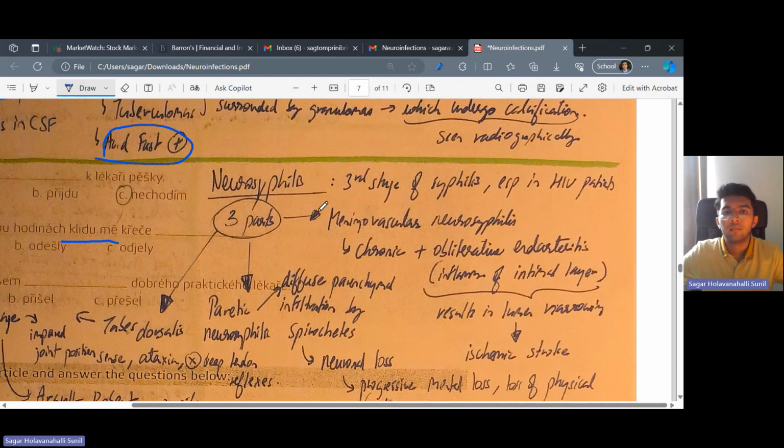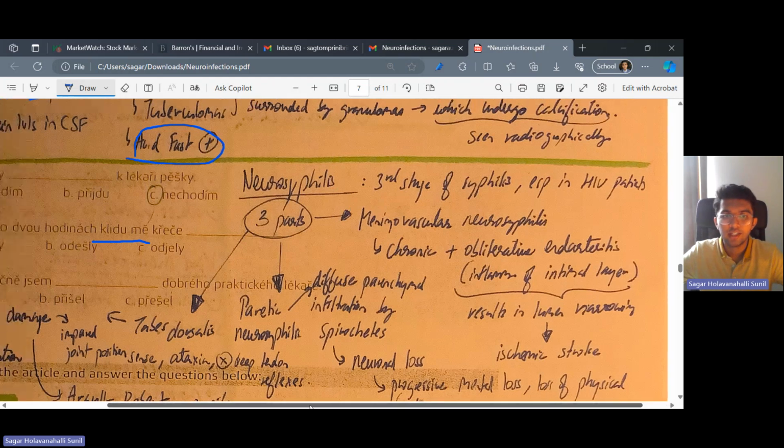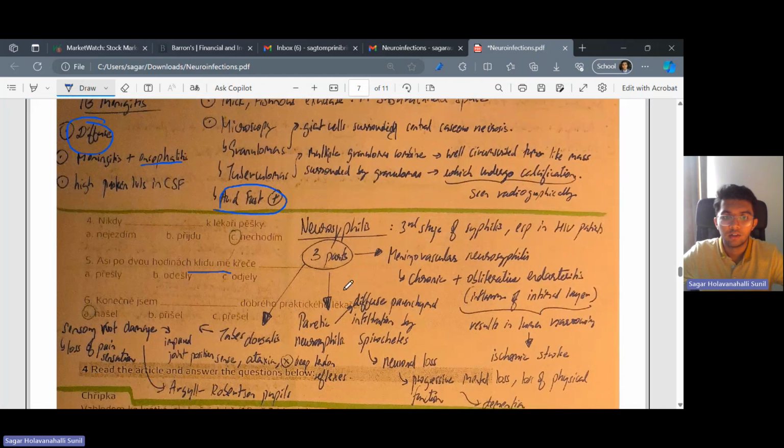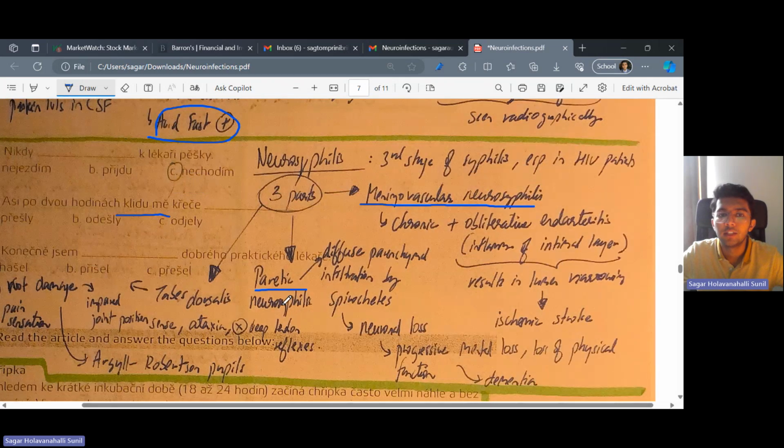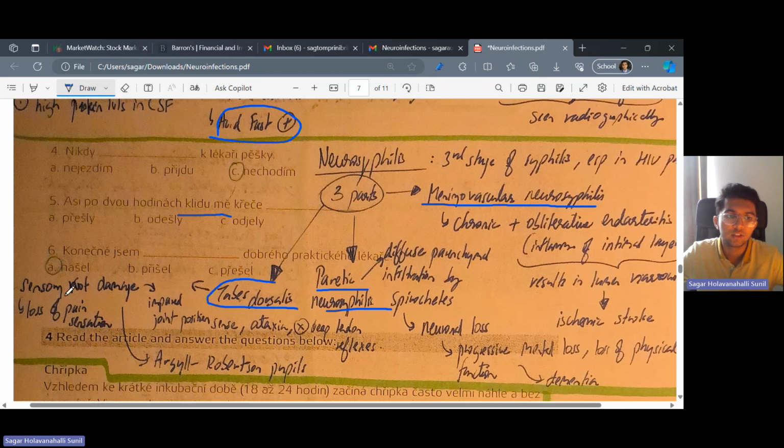Neurosyphilis, you can go through these notes. Again, I'm just going to touch up on them to a very basic extent. You can have meningovascular neurosyphilis, paretic neurosyphilis, and something called tabes dorsalis. In tabes dorsalis, you're going to have dorsal root damage or sensory root damage. Therefore, you lose sense of position. There can be ataxia.